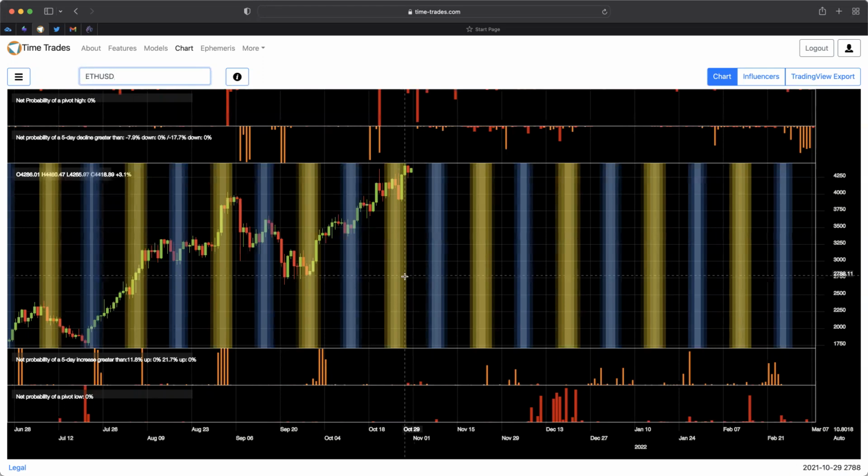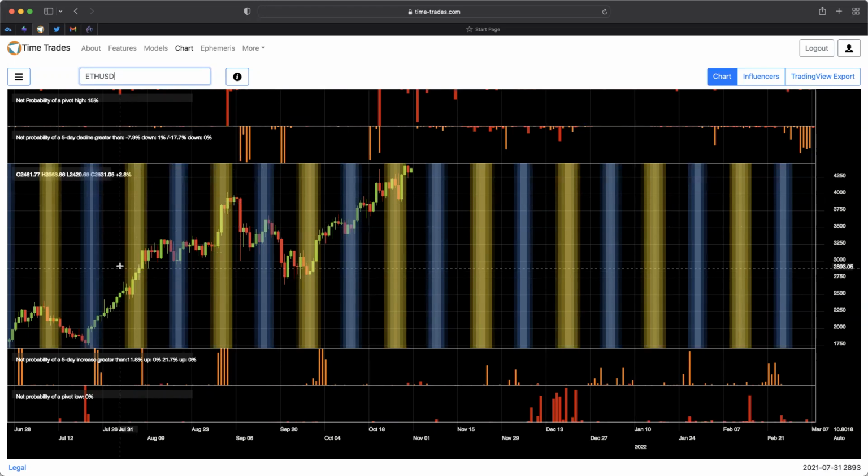We can also see how price tends to behave around the yellow period. We do tend to get some good pumps late yellow. We've got one already here as we went from under 4,000 up to 4,400, so that's about 10% in a couple of days. Back in September, 28 up to 33, another good pump late in the yellow period, and also early September.